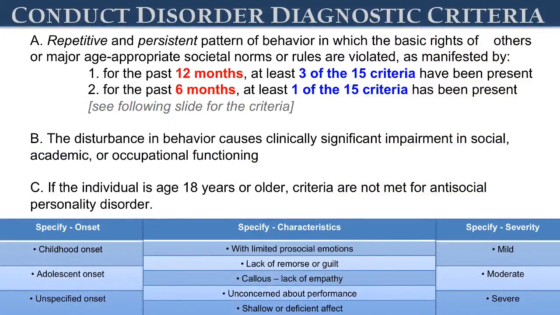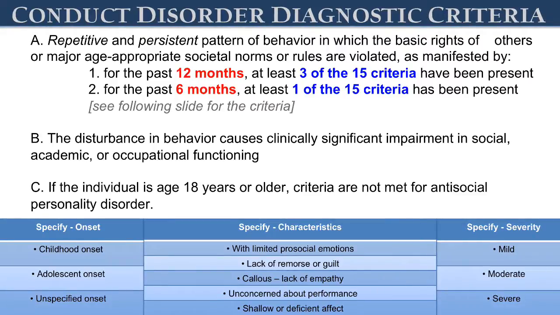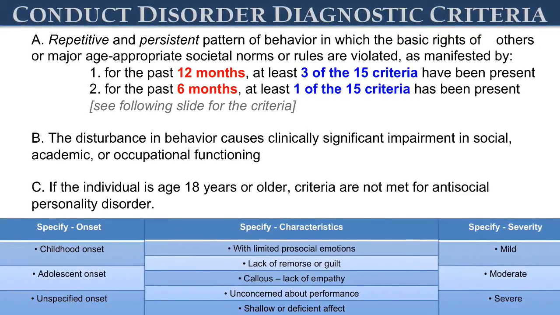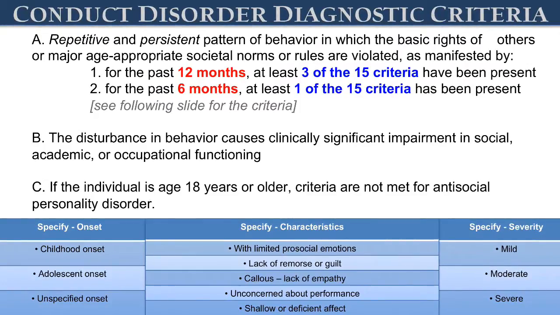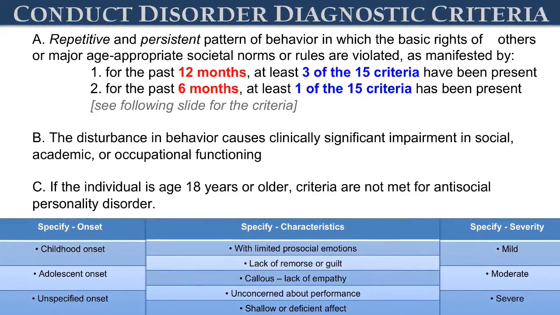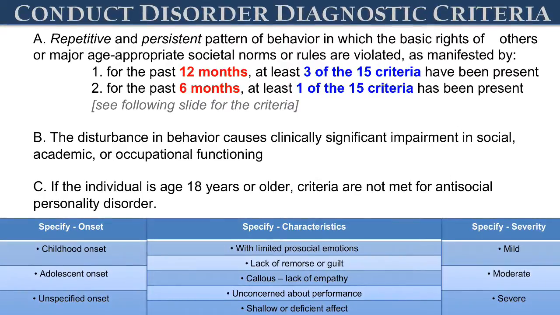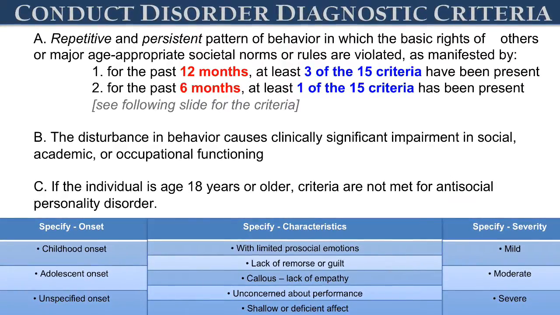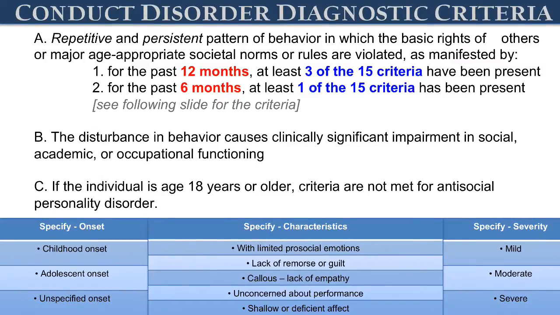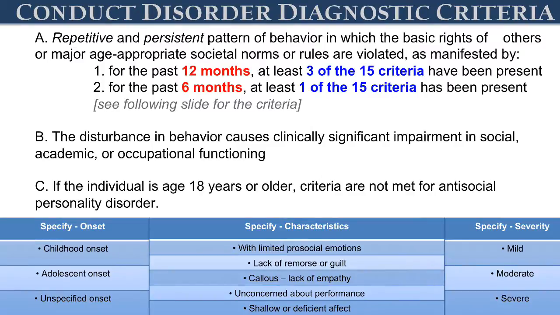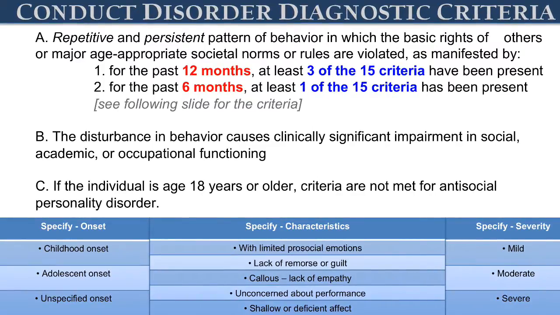Many children and teenagers may have behavior related problems without having a conduct disorder. A child or teenager that's diagnosed with a conduct disorder must display a repetitive and persistent pattern of behavior in which the basic rights of others or major age appropriate societal norms are violated. Now, those are very big buzzwords for a conduct disorder.